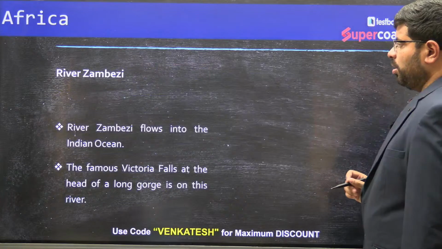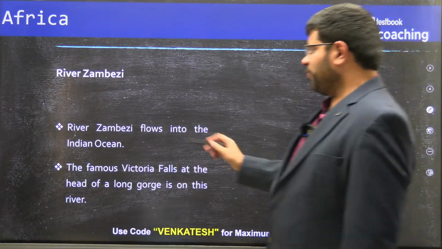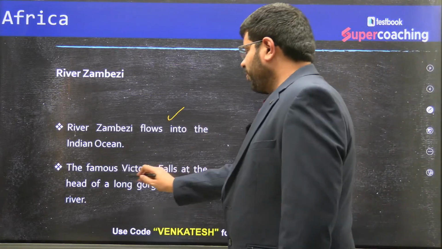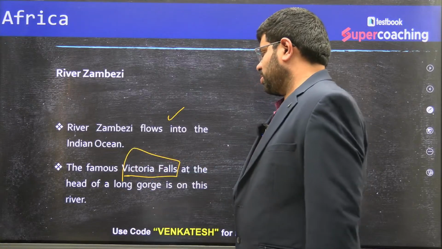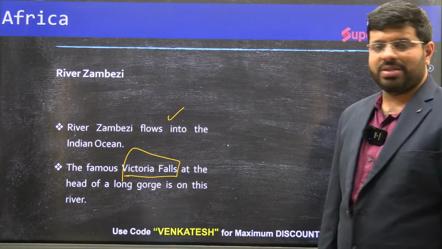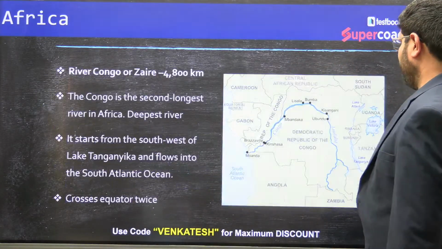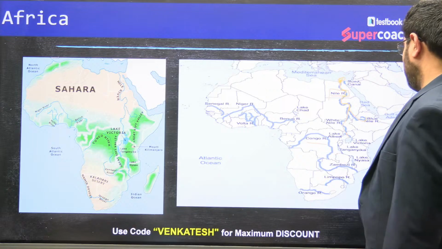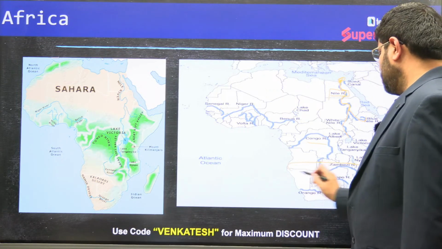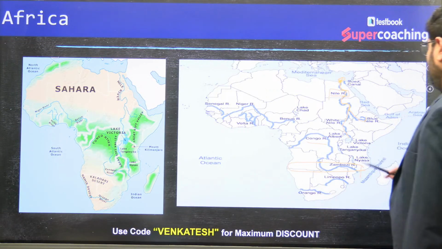Then another river, River Zambezi, flows into the Indian Ocean, which is famous for Victoria Falls. So Victoria Falls, Zambezi River, that is what you can remember. You can see here River Zambezi, which is mentioned here. This is the Zambezi River. Right.